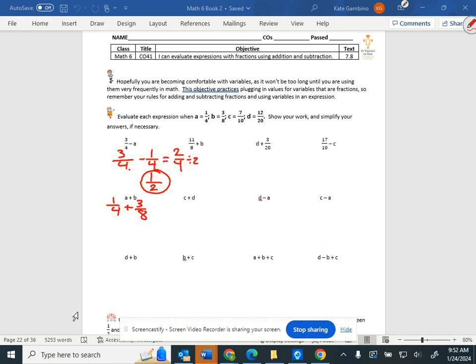What's my next step? 1/4 plus 3/8. What should I do, Liam? Make a common denominator. I need a common denominator. So what common denominator should I use?